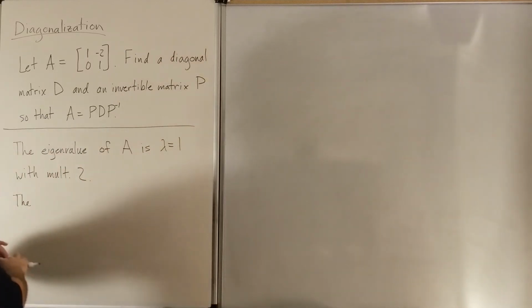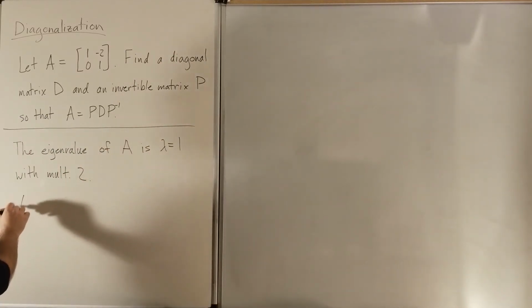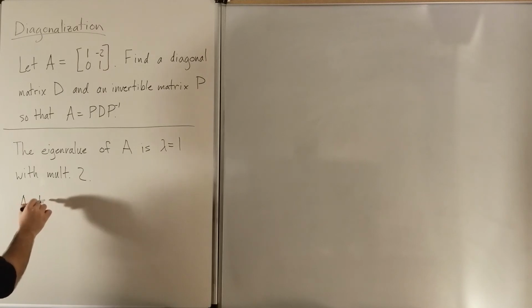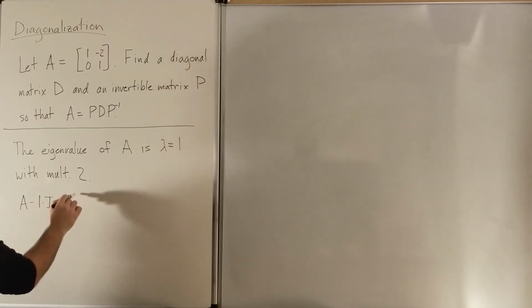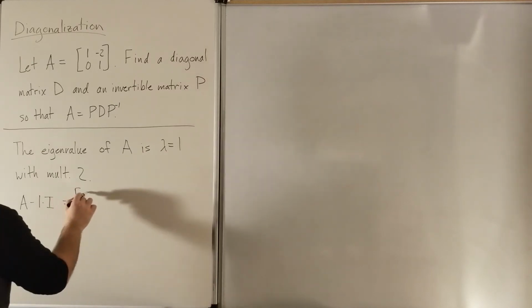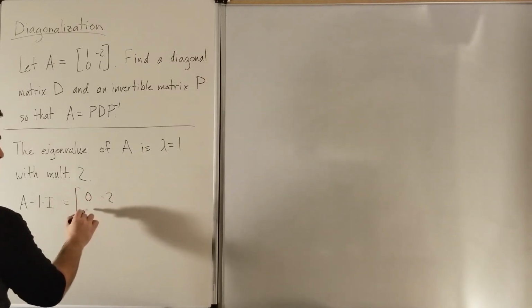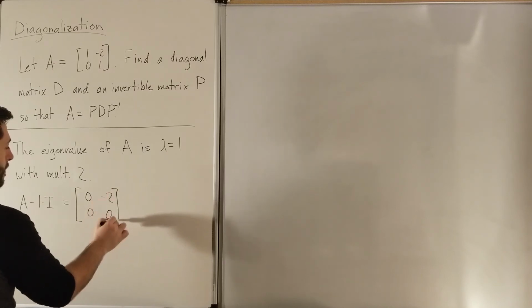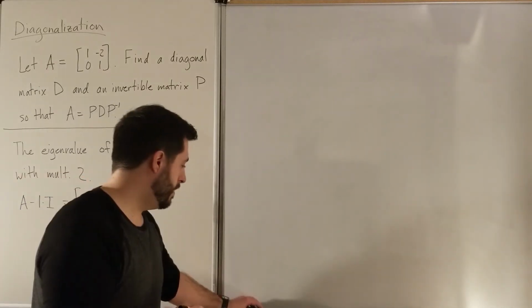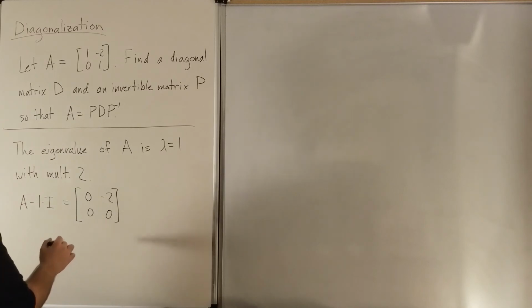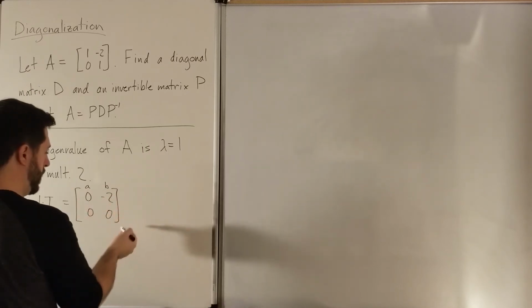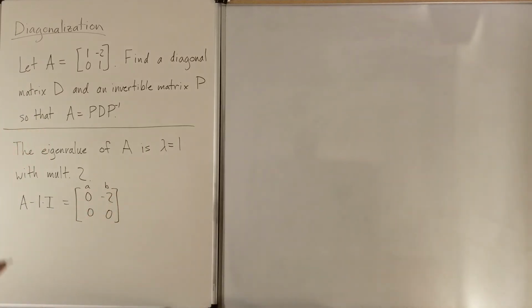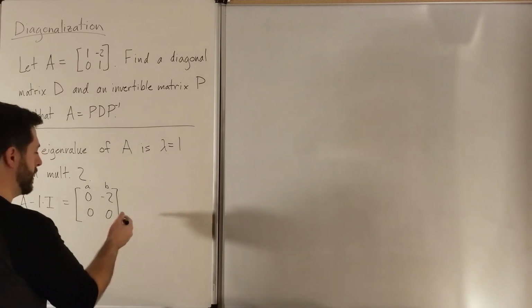So the eigenvectors we're going to find by doing A minus 1 times I, right? A minus lambda I, where lambda is 1. And this is the matrix 0, negative 2, 0, 0. Alright, so with this, let's say this is the number of A's, this is the number of B's. We're thinking about this being an augmented matrix. There's no row reduction to do here, it's already reduced enough.